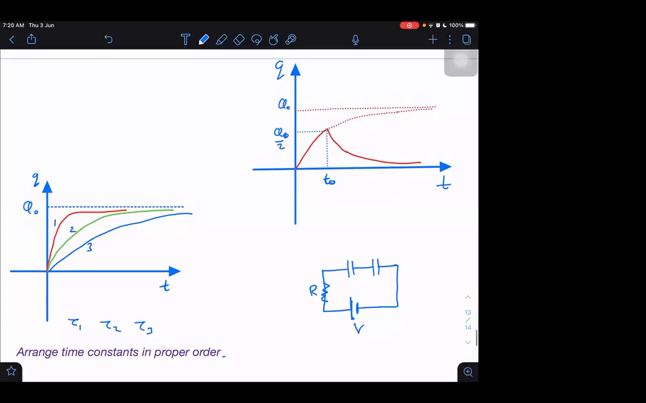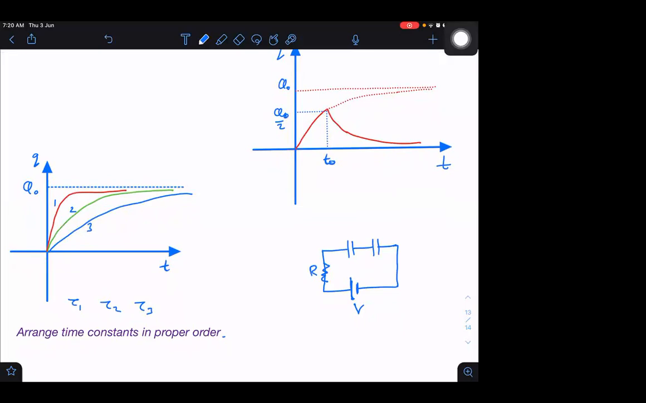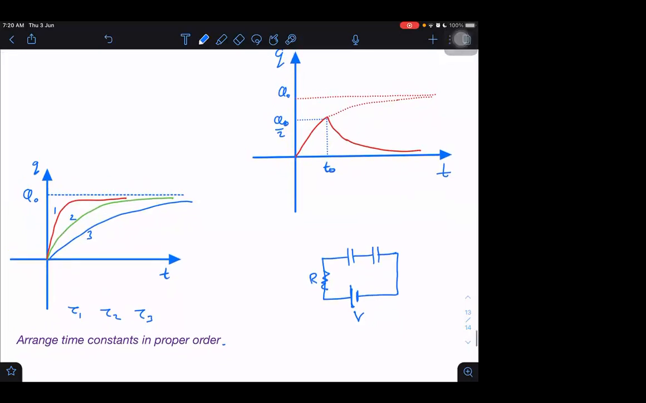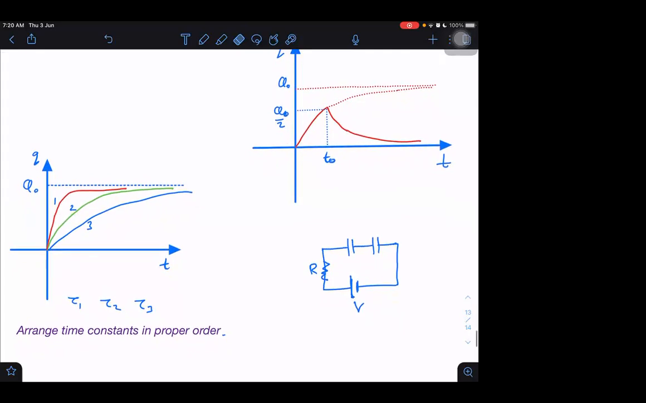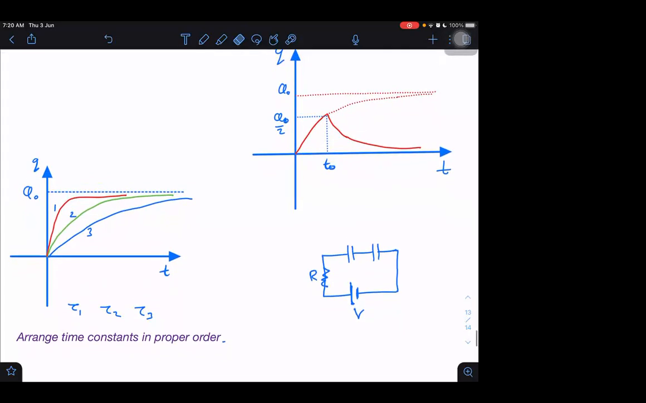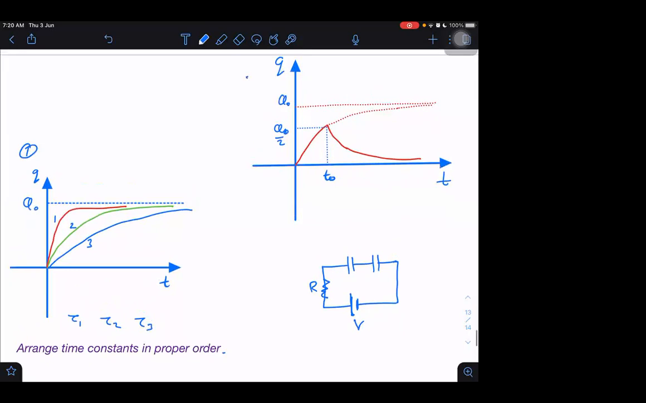These two circuits are there. Let me say for those who are listening in video, these two diagrams are there. And we have to answer in the first diagram what the time constants are, and arrange the time constants in proper order. And in the second diagram, we have to find the equivalent circuit which will give us the same graph for Q versus T. The charge versus time graph should be the same.